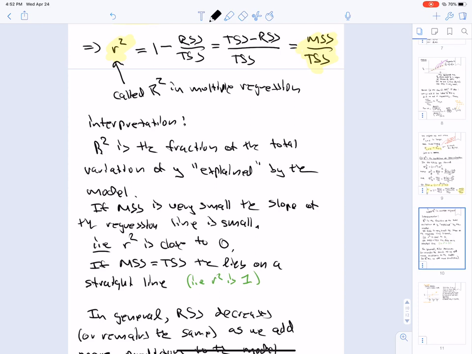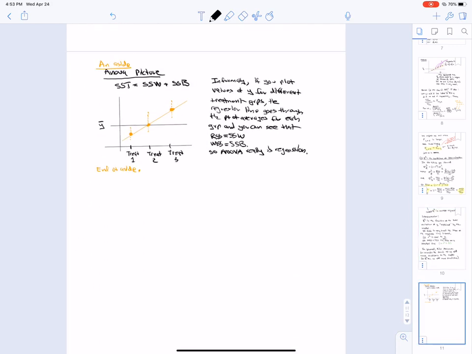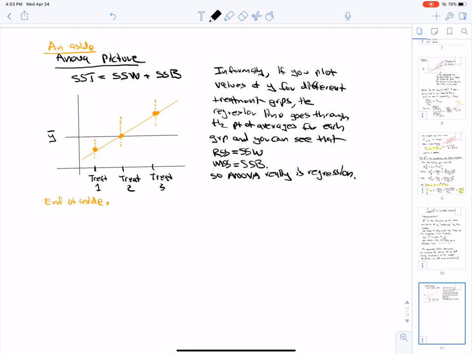If MSS is very small, the slope of the regression line is small, and R squared is close to 0. If MSS is TSS, then your regression line is a perfect straight line. I should say the data lies on a straight line. In other words, R squared is 1. In general, RSS decreases or remains the same as we add more predictors to the model, but we'll talk about this later.